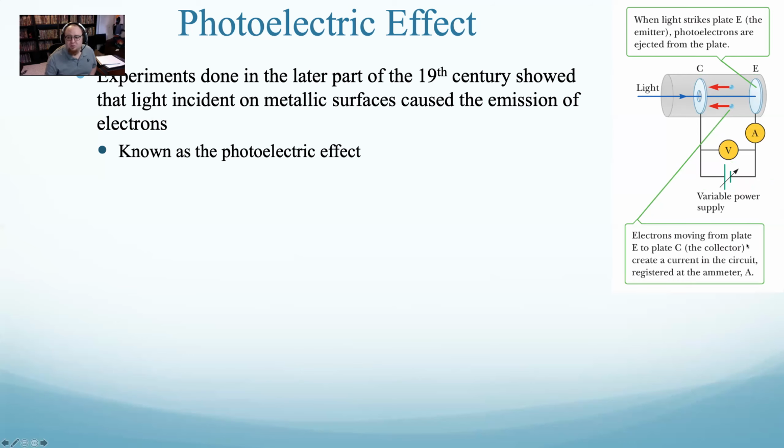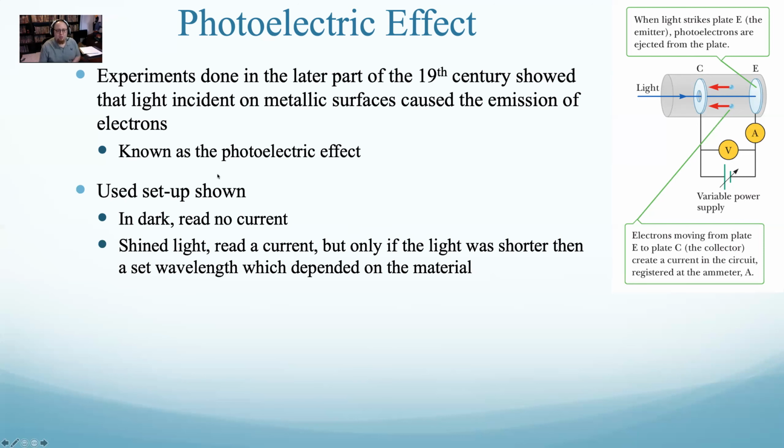What people started doing is they'd hook up a variable power supply pointing the opposite direction. And that's what you're going to see in an upcoming lab. The general idea is if you put a variable power supply on it, you can adjust the power supply to figure out what voltage is needed to have no circuit, and that can tell you the voltage of the electrons moving. And it basically said, in the dark, there was no current.